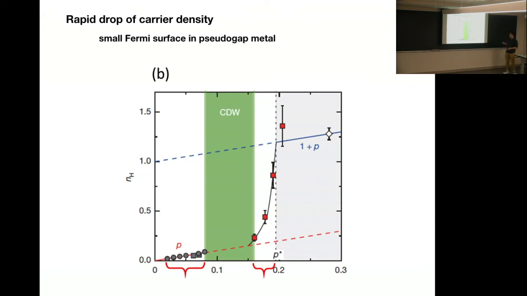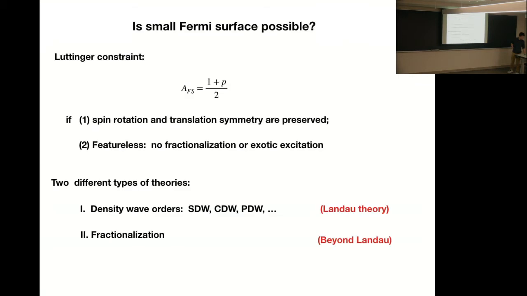From this, it implies that the pseudogap actually has some kind of small Fermi surface instead of a large one. So this is again very strange. You must be familiar with Luttinger's theorem. Luttinger's theorem will tell you that if the number of electrons is 1 plus p, the Fermi surface area should be 1 plus p over 2. This 2 is just the fact that we have two spins. This theorem is correct if the following two assumptions are preserved. The first one is that we need to have spin rotation symmetry and translation symmetry. The second one is that the state is to be featureless, so we cannot have fractionalization or topological order. Now in the experiment, it seems we found a small Fermi surface. So this implies that we must violate one of these two conditions.